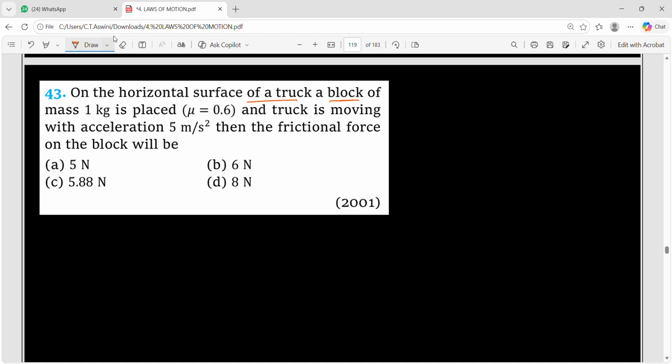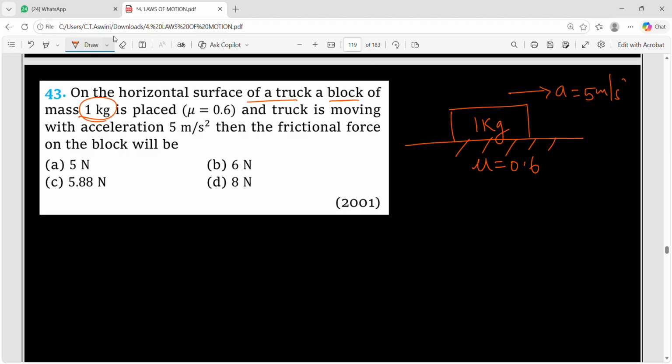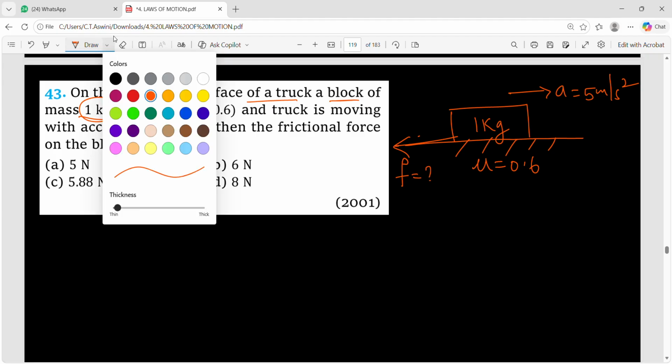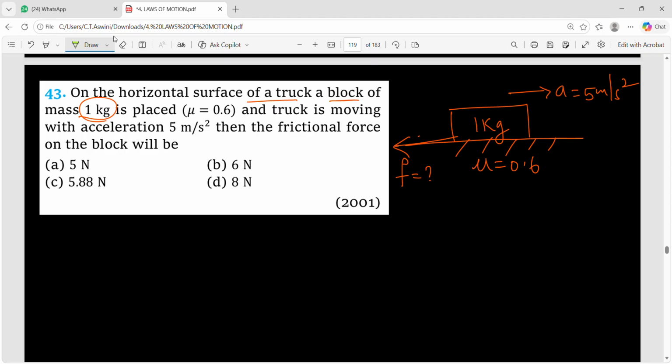On the horizontal surface of a truck, a block of mass 1 kg is placed. Let this be the horizontal surface. A block is kept on it whose mass is 1 kg. Coefficient of friction is given. That means this is a rough surface, which is 0.6 here. The truck is moving with an acceleration of 5 meter per second square. Then the frictional force on the block, so the frictional force will be in the opposite direction. How much is that? That is the question.